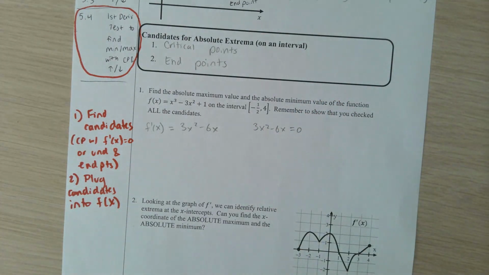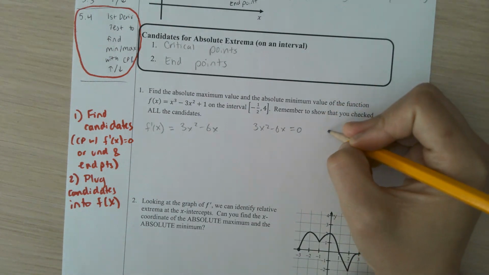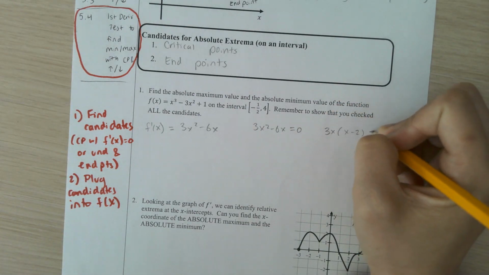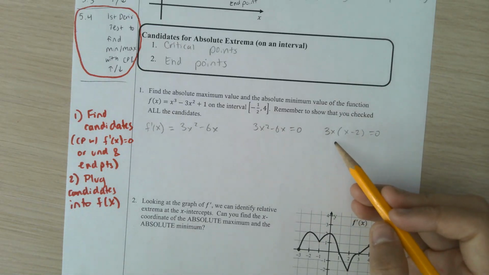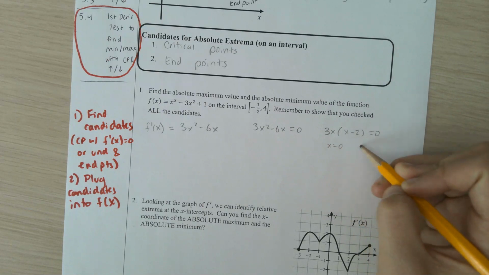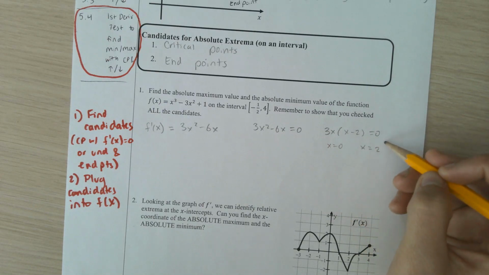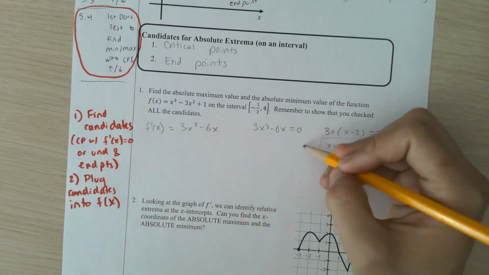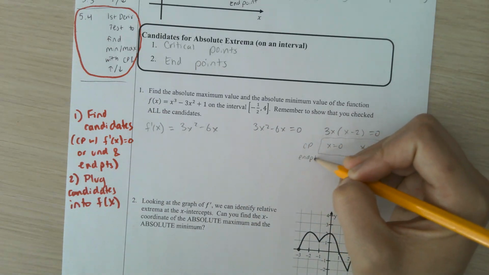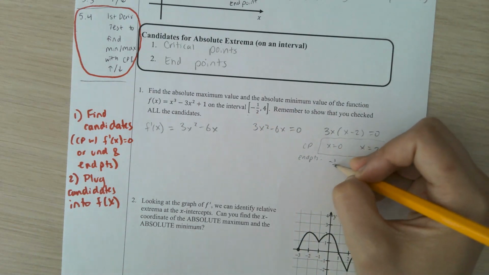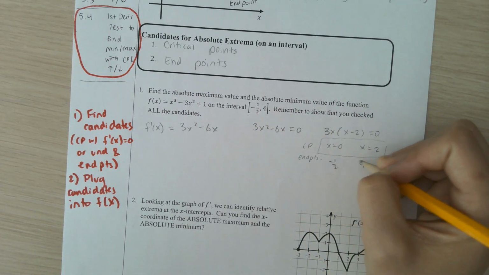All right, so for this, we're going to factor. We're going to pull out the greatest common factor, which is 3x. We're left with x minus 2. And then we know from our zero product property all the way back in algebra, we have x equals 0 and x equals 2. So these are our 2 critical points. And then we also have our endpoints, right? Which is going to be the ones on the bracket: -1/2 and 4.